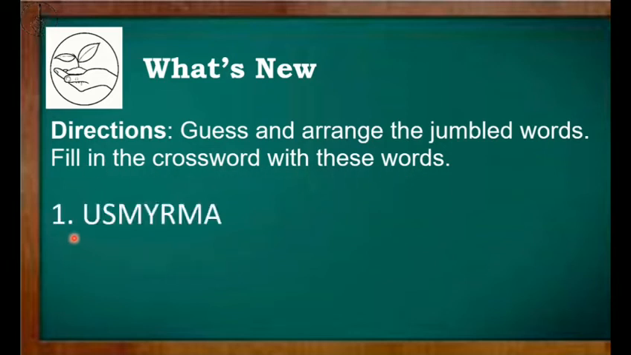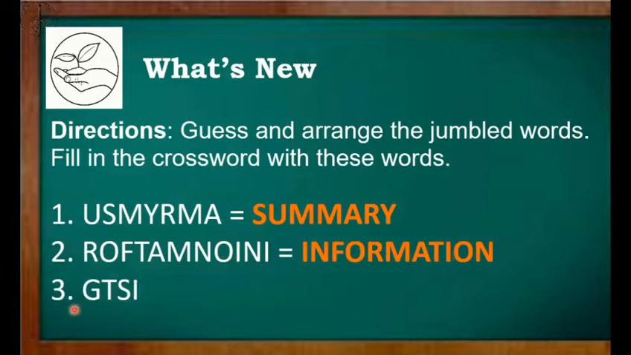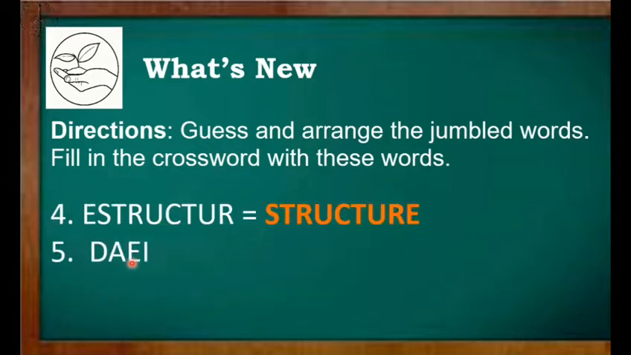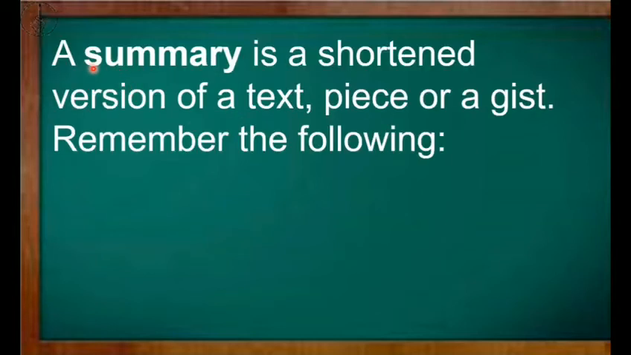Okay. Number 1, this is summary. Number 2, this is information. Number 3, this is gist. Number 4, this is structure. And number 5, this is idea. All right, next, under What Is It? A summary is a shortened version of a text, piece, or a gist.